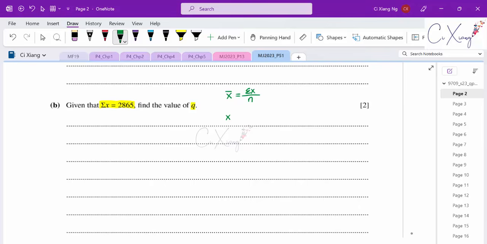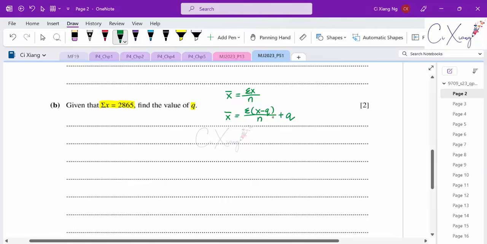And the second one, the mean will be equal to the summation of x minus q divided by n, then plus q. Okay, so please take note that the mean that we find from these two formulas should be the same. Therefore, by using these two formulas and equating them, I can try to find out the value of q here. So first I want to apply the summation of x divided by n. The summation of x is 2865 divided by n, which is 50, equals the mean from this formula.